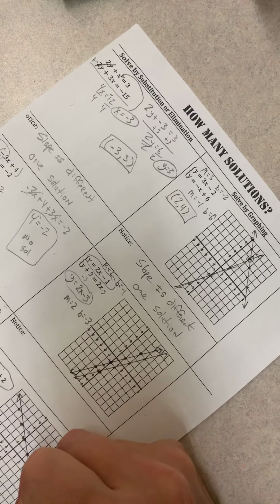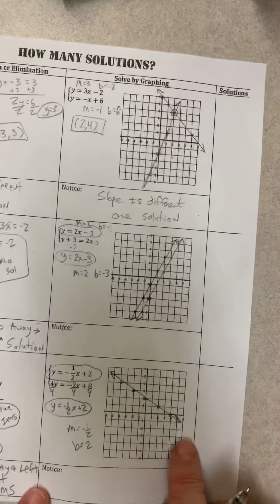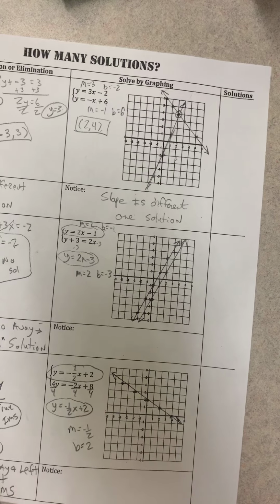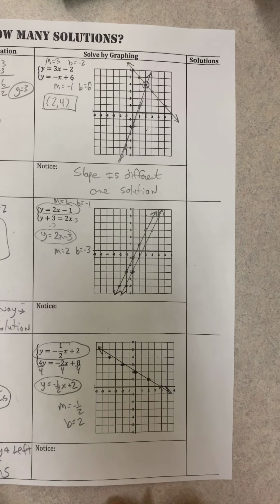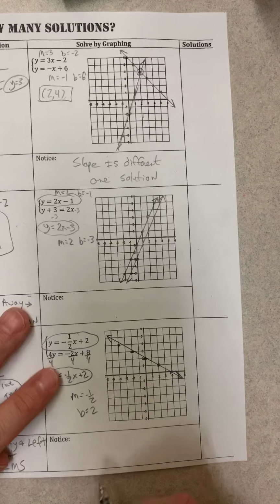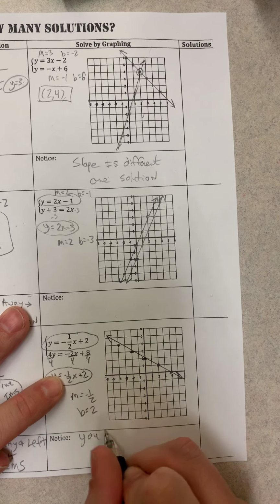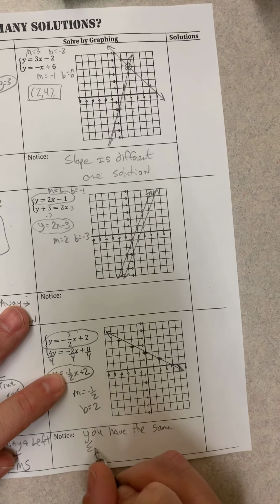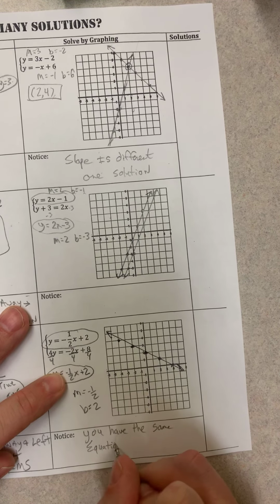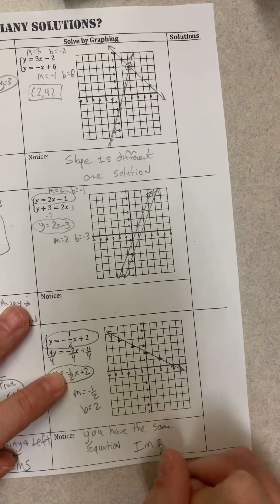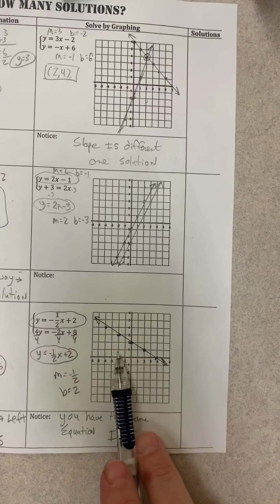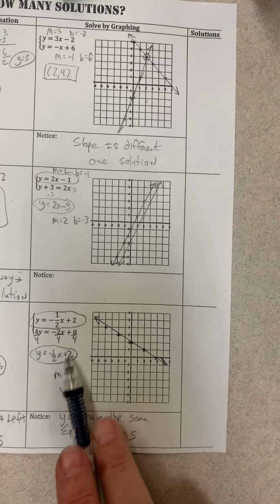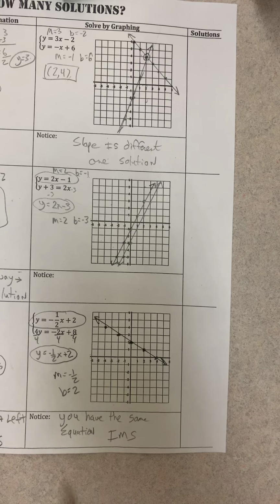But if I graph the other one, of course it would lie right on top of it, meaning any ordered pair that works in one is going to work in the other. That will always be the case because it's the exact same equation. And again, you have the same equation. And when that happens, infinitely many solutions. Any point that I want to check that lies on this line is also going to give me true for this one. They are one and the same, infinitely many solutions.